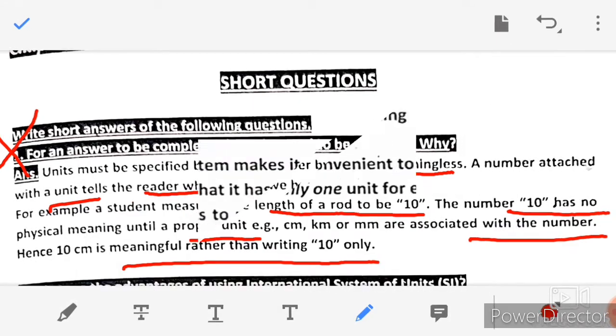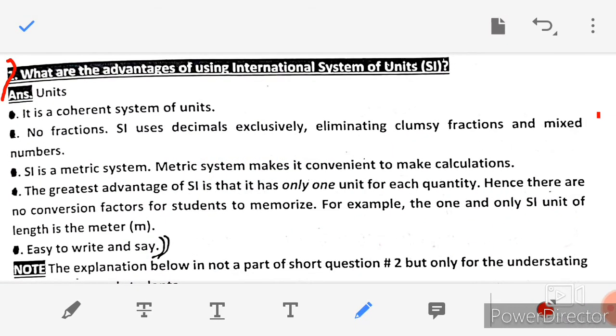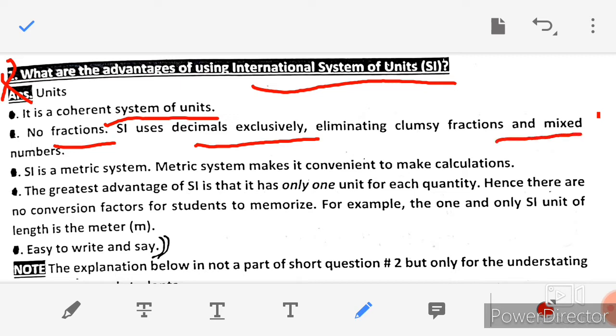Moving towards the next question. Question number 2 is also not included in the examination of 2021. What are the advantages of using the International System of Units, SI? It is a coherent system of units. No fractions. SI uses decimals exclusively, eliminating fractions and mixed numbers. SI unit is a metric system. Metric system makes it convenient to make calculations.